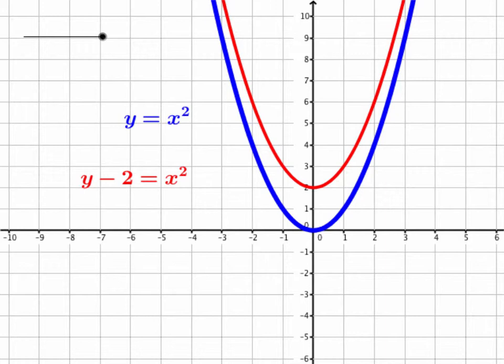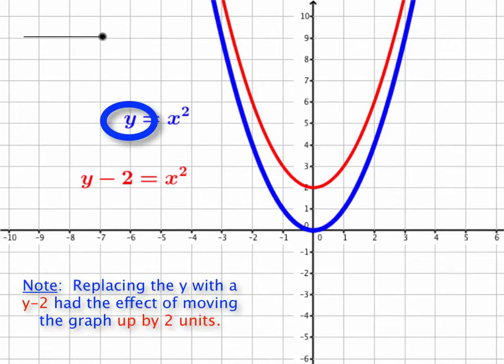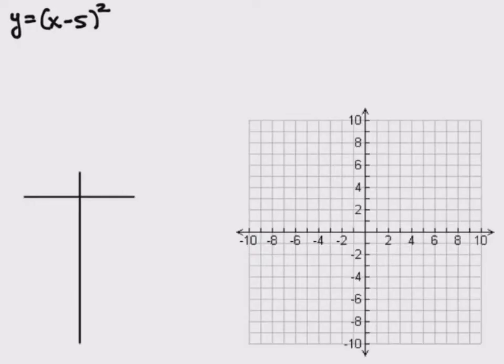And just as we suspected, replacing the y with a y minus 2 had the effect of moving our graph up 2 units. Alright, let's try another one.